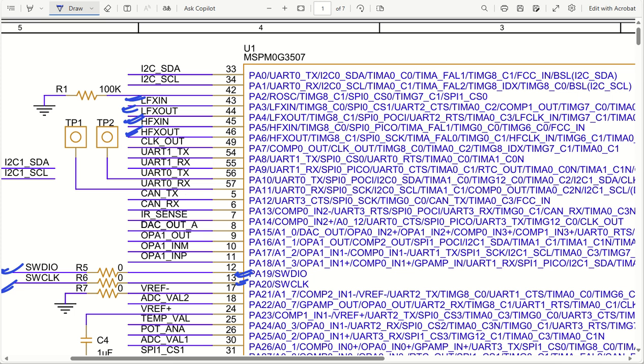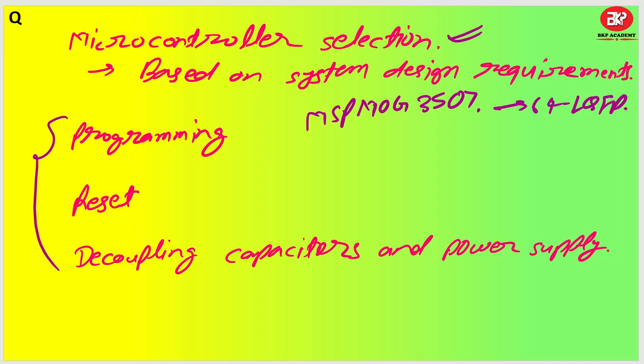For RTC applications or something like that, you can use this. Otherwise, you can use the internal oscillator of this particular microcontroller as well. So you don't have to use these 4 pins. These 4 pins you can use for some other GPIO purpose or other functionalities. Okay. Good. So let us take another question.